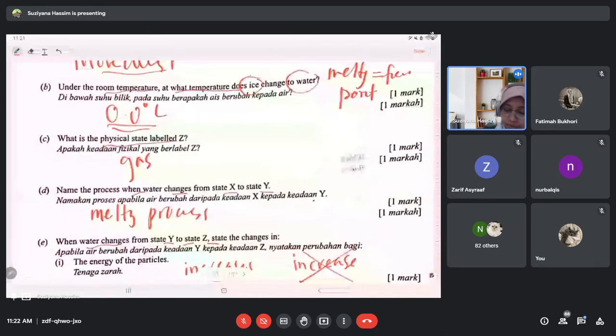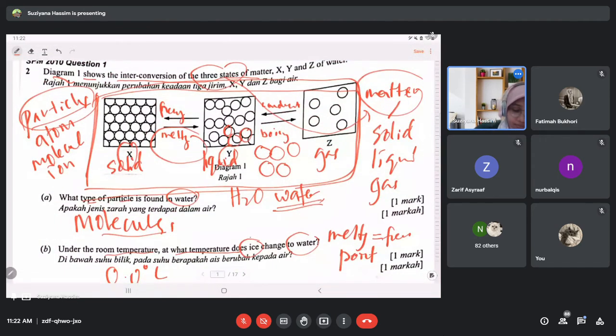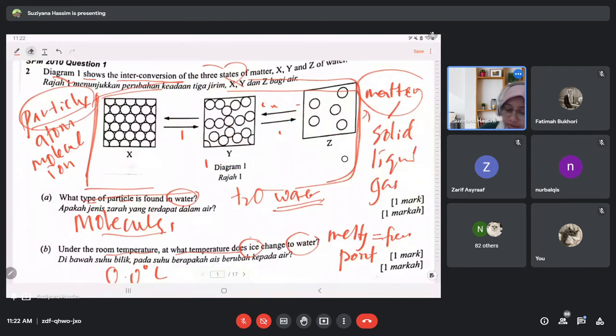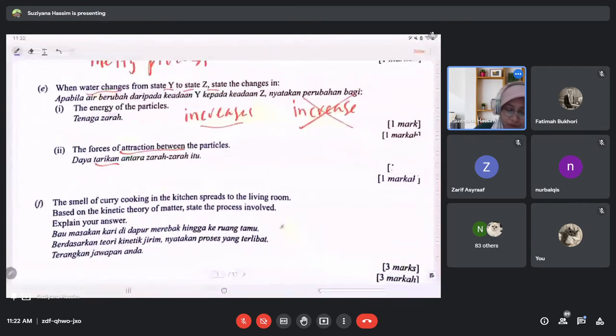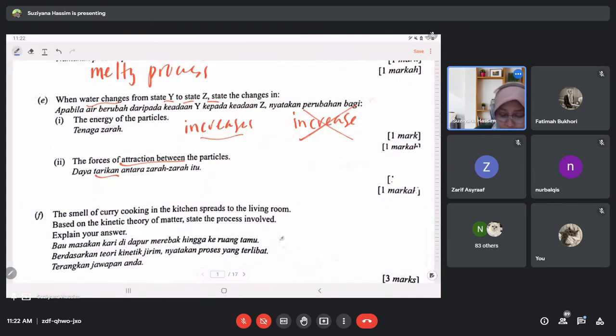Alright. So I want to tell you, sayang. Here, this one, forces of attraction stronger. This one, weaker. Okay, so at Z, the forces of attraction are weaker. Okay, weaker. Grammar, comparison. You must show the comparison. Okay, alright, next one.